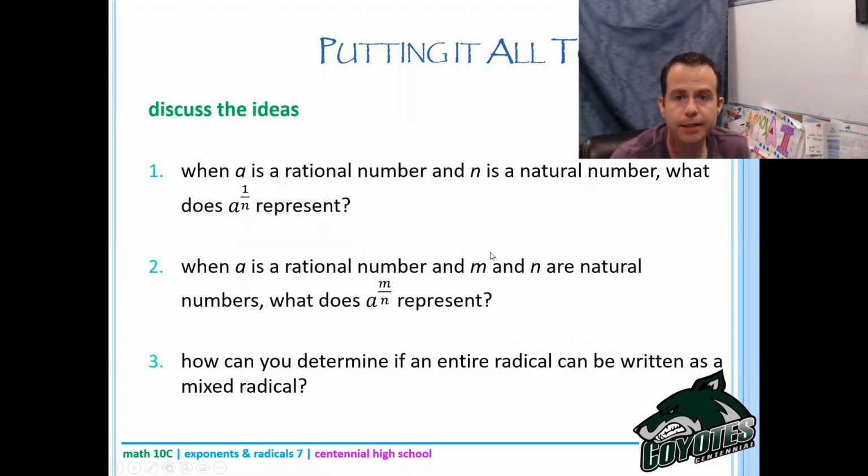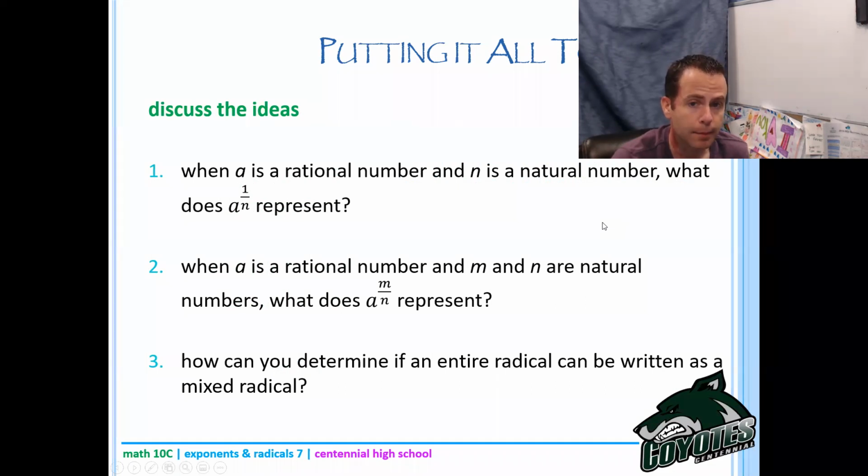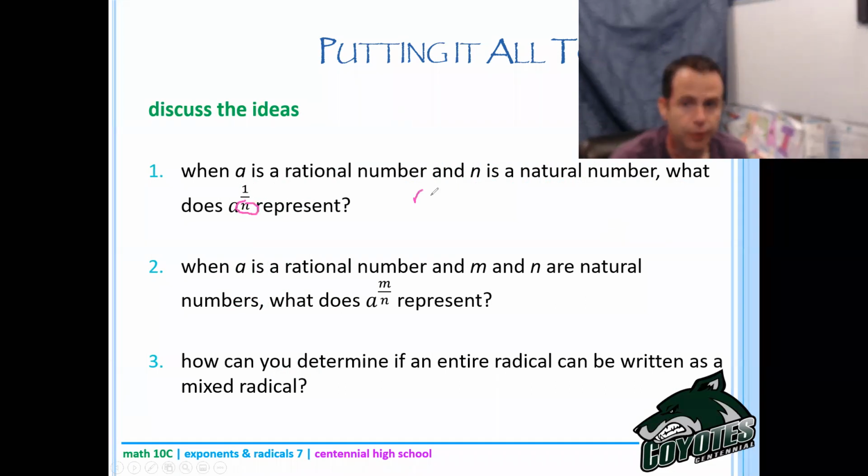So now, just some things to discuss with you. When a is a rational number and n is a natural number, what does a to the 1 over n represent? What I want you to tell me there is when we have a fractional exponent, that bottom number represents the root index. So you're going to be looking at the nth root of a.